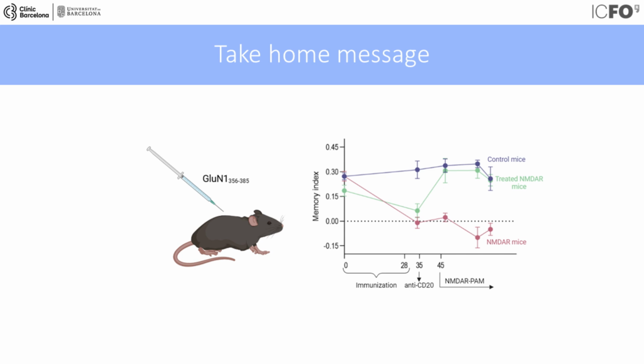This model has allowed for a prolonged follow-up and has been validated by anti-CD20 immunotherapy. It has also allowed the testing of a new treatment strategy, and results have shown that the NMDAR PAM SAGE-301 could be an effective adjuvant treatment to immunotherapy during the prolonged recovery period of the disease.